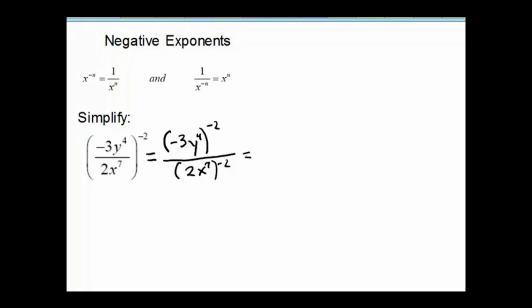The next step is the one that's different. Instead of shifting these right away, if you chose, you could clean each one up. And so the numerator is a product to a power. You could distribute that power down to each one. And so that would be a negative 3 to the negative 2 power. And it would be y to the 4th to the negative 2 power.